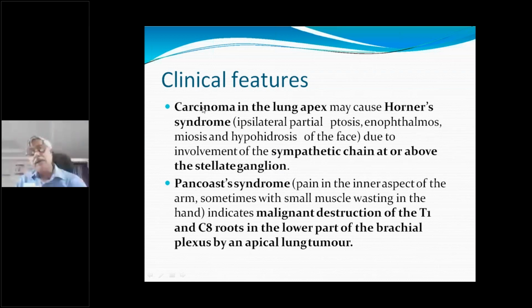I told you the symptoms will occur because of the local lung problem, or due to metastasis, or due to paraneoplastic syndrome. The second one is Pancoast syndrome. Here also it is more or less the same, involving the inner aspect of the arm. It is also known as superior sulcus tumor. The brachial plexus is involved, with malignant destruction of the T1 to C8 roots, the lower part of the brachial plexus.